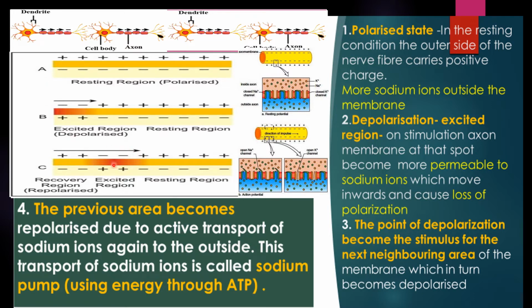This is how the wave of irritability, or nerve impulse, passes from one region to another. Finally it reaches the brain. In this way, the nerve impulse moves from one area of a neuron to another area, or from one neuron to another.